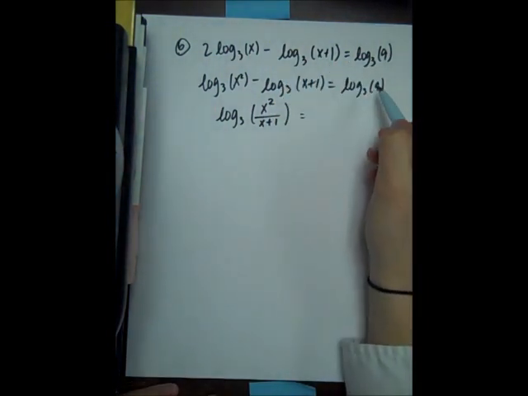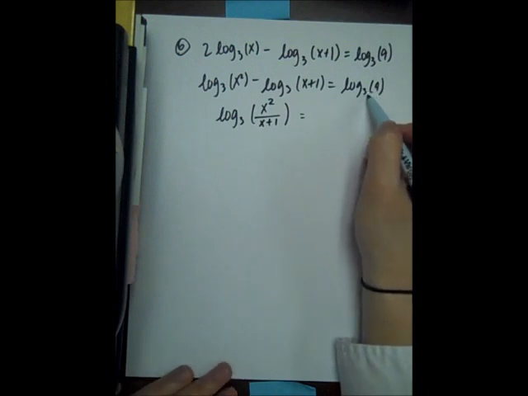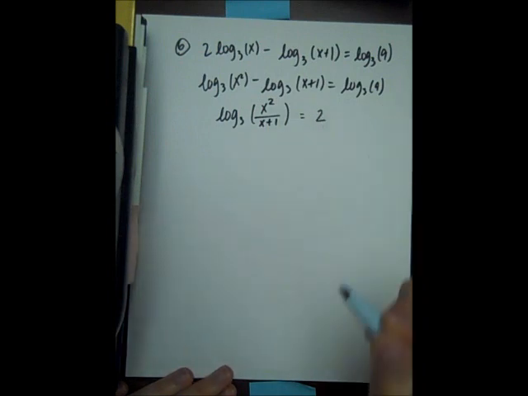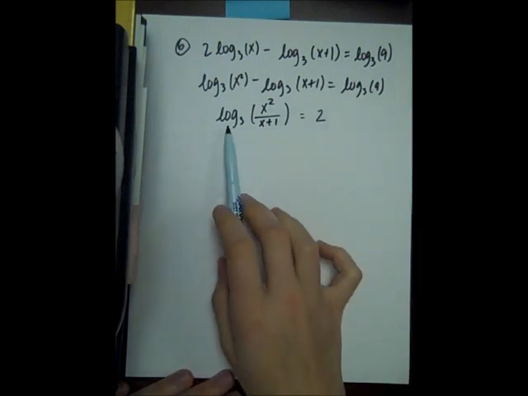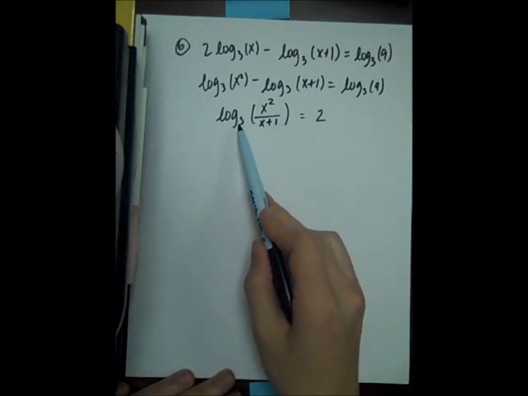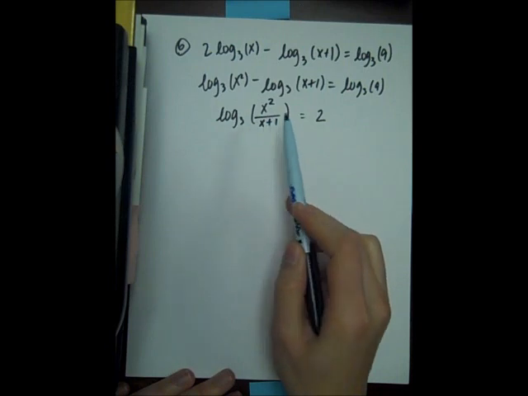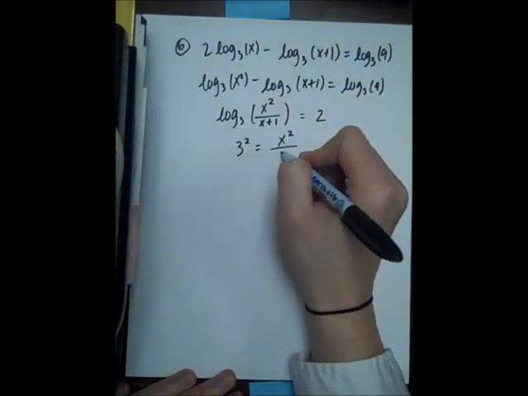What about my right-hand side here? What is log base 3 of 9? So that says what power do I raise 3 to get 9? That would be 2. Now, I've simplified it as much as I can. Let's go to exponential form. Exponential form says 3 squared equals the inside. So 3 squared equals the inside.